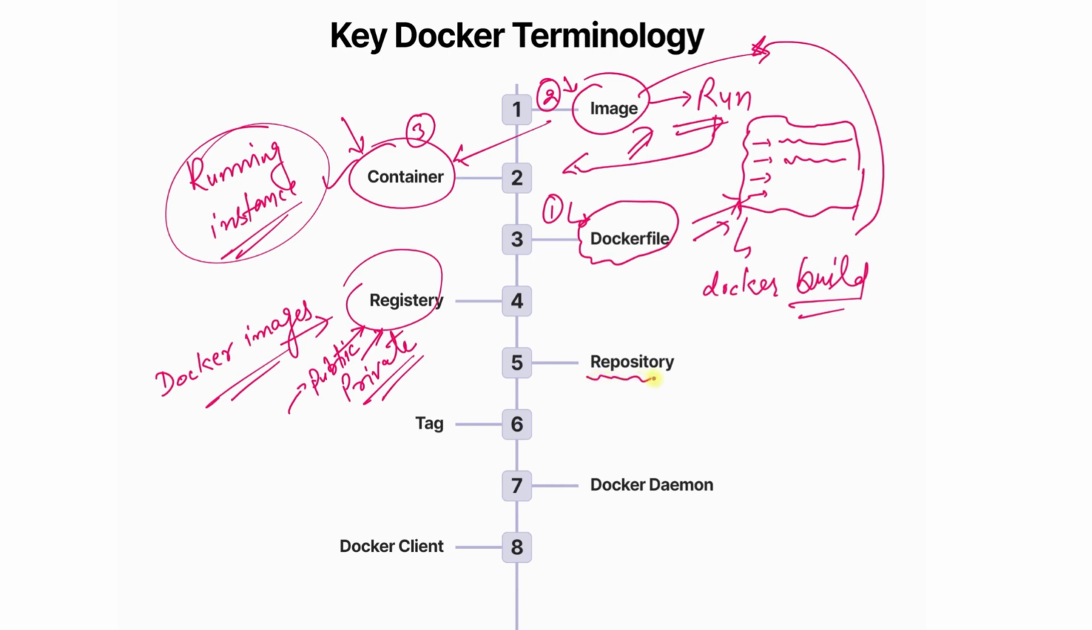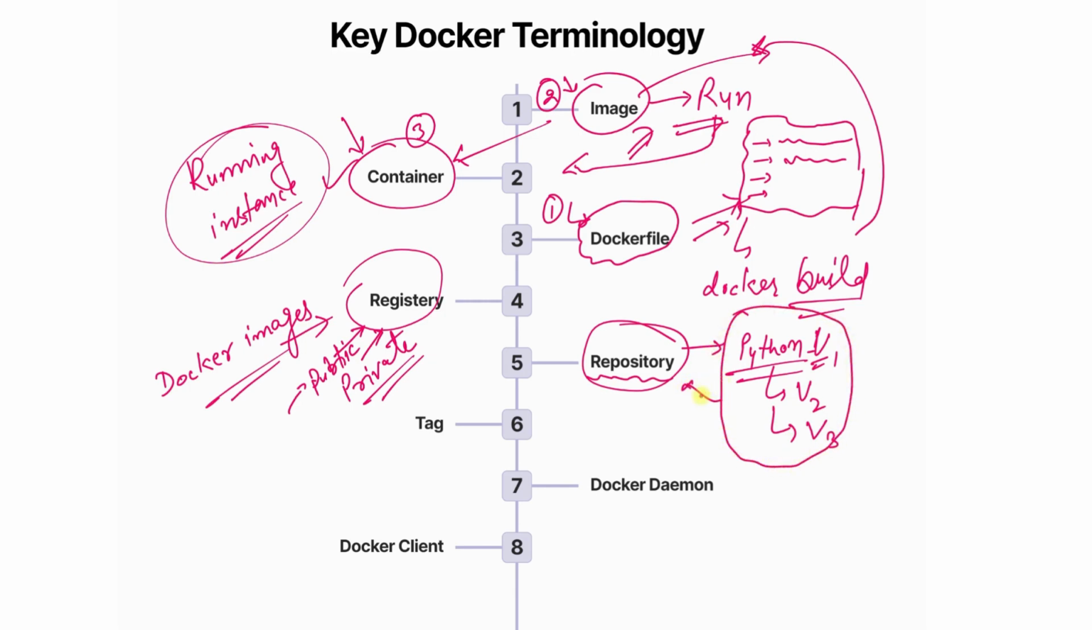Next, what is a repository? A repository is a collection of related Docker images with the same name but different tags. It allows you to version and organize images for different purposes. Say you are working on an image that will run some Python code. The first time you build it, the version is V1. You want some upgrade or to modify something, the next version is V2. Similarly, you work on that and the next version is V3. So all these images are held in a repository. This is the repository.